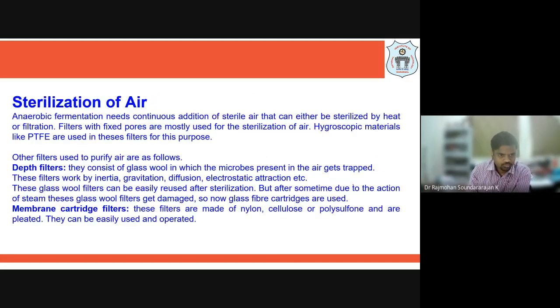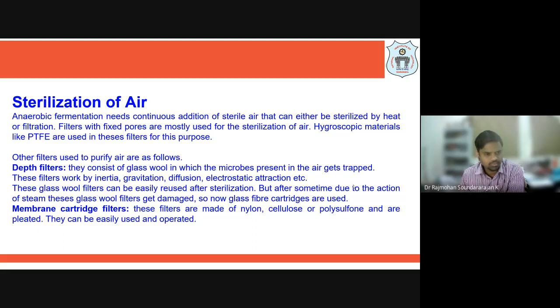Okay. And finally, coming to the sterilization of the air, aerobic fermentation needs continuous addition of sterile air that can either be sterilized by heat or filtration. So obviously, we will fix filters with fixed pores. They will be used for sterilization of the air. Hygroscopic materials like PTFE are used in this type of filter for this particular application.